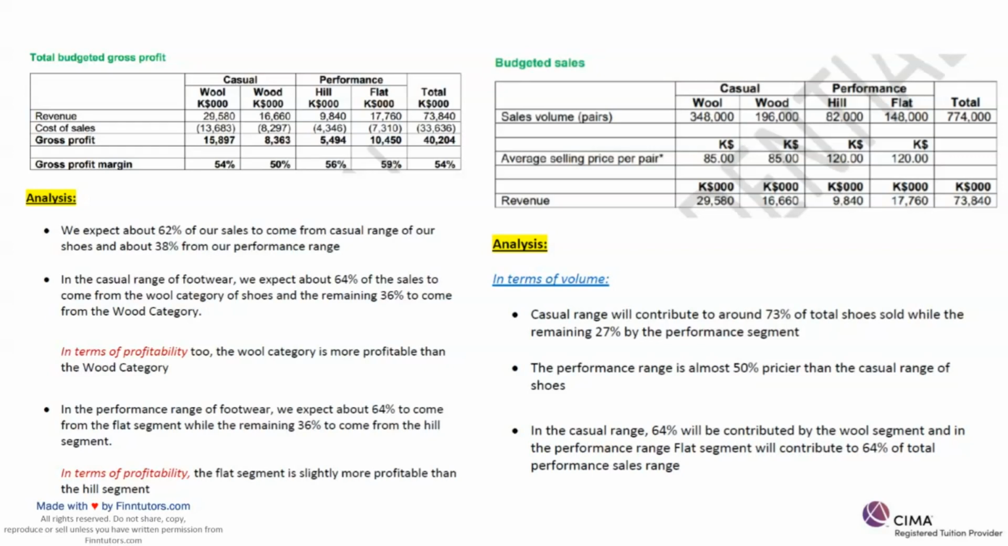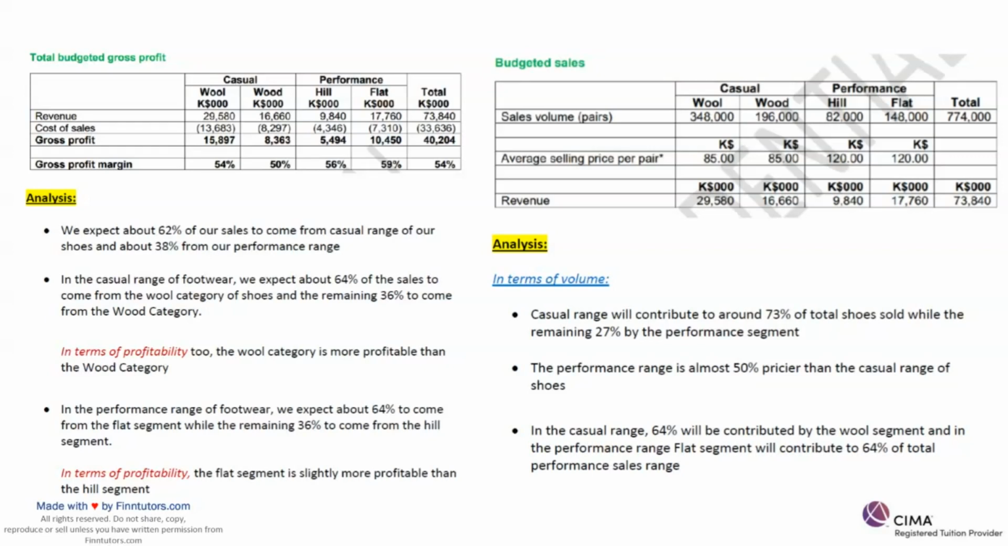Next, we look at the budgeted sales. So we looked at the gross profit budget first. Now we are looking at the sales budget. Under the sales budget, again, it's been divided in the same way. So sales volume in terms of pairs has been given, which means we expect to sell 774,000 pairs of shoes in this year. Very ambitious as we move towards our 1 million pair goal. Average selling price has been given here and revenue is automatically presented.